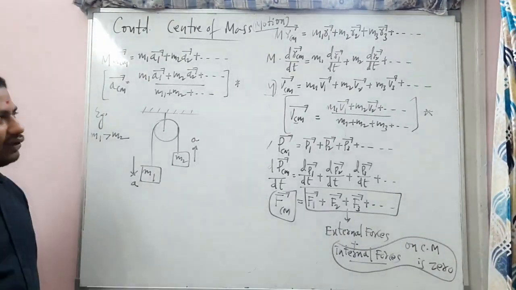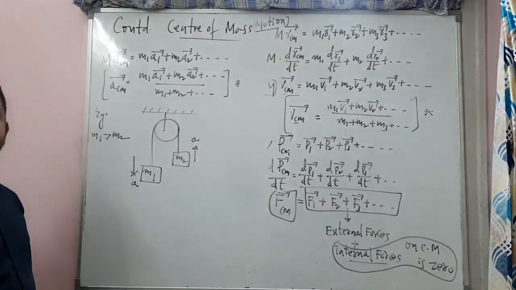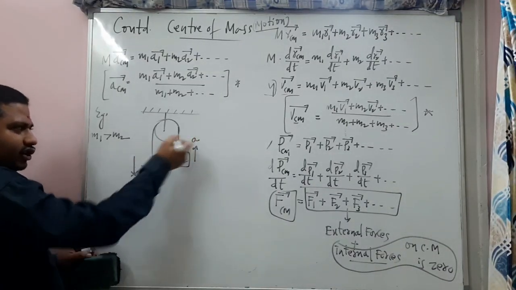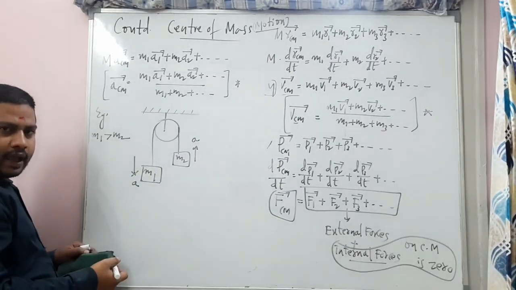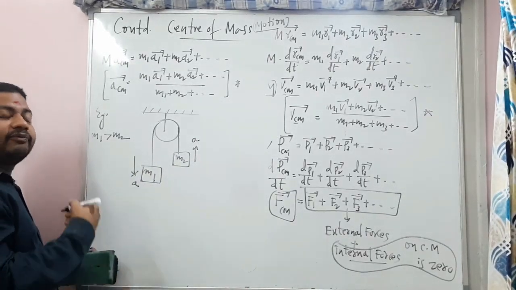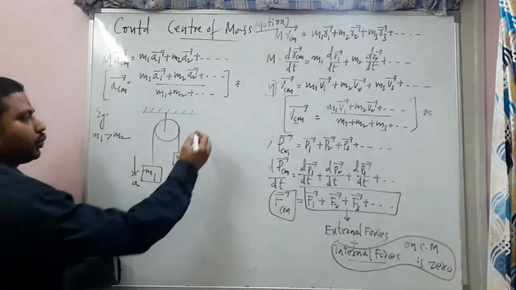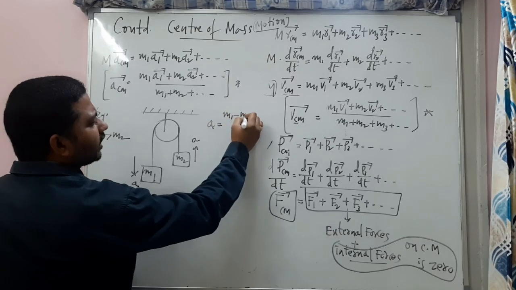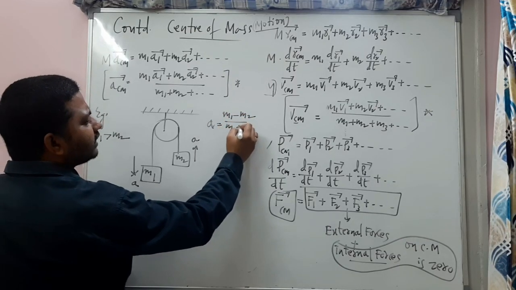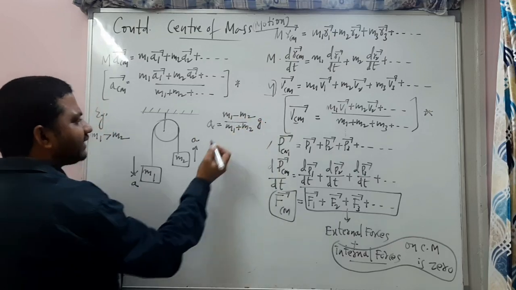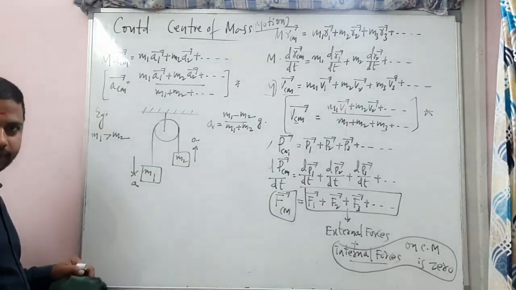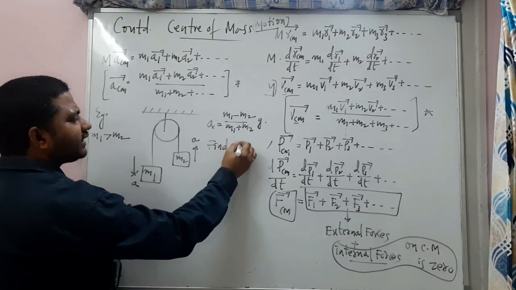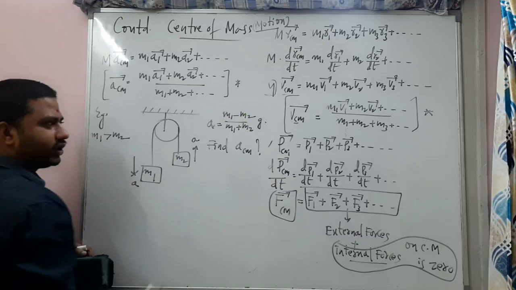Okay. Now the point is, have a look at it. You know the acceleration of these blocks; in the laws of motion, in free body diagrams, we have discussed. What is the acceleration of the system? Acceleration of the system is equal to m1 minus m2 by m1 plus m2 into g. That is the acceleration of individual blocks. But the question is, find the acceleration of center of mass. That is the question, students.